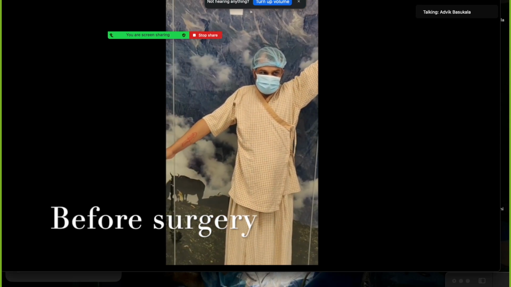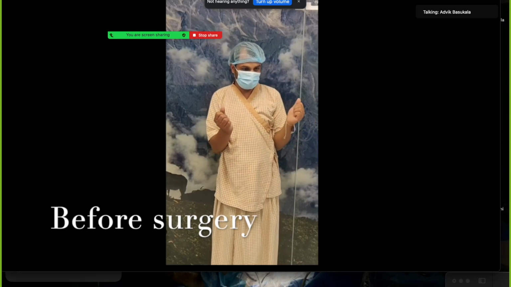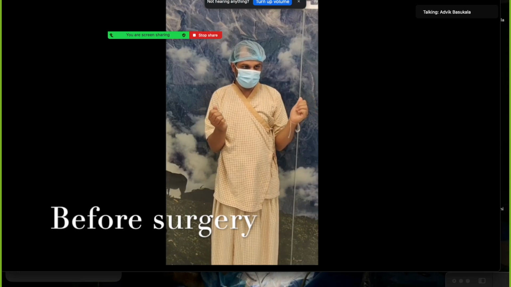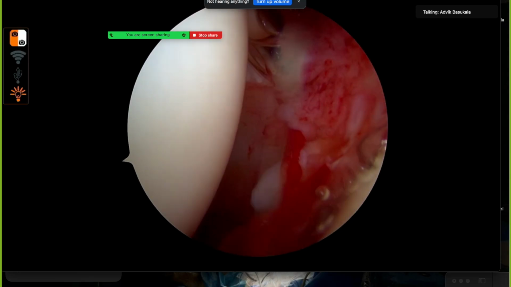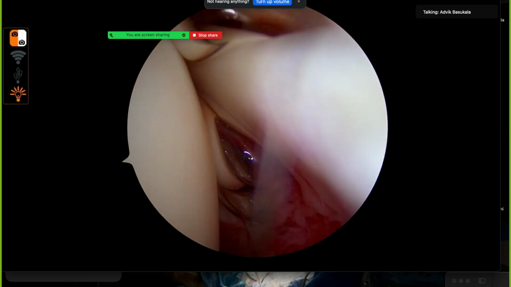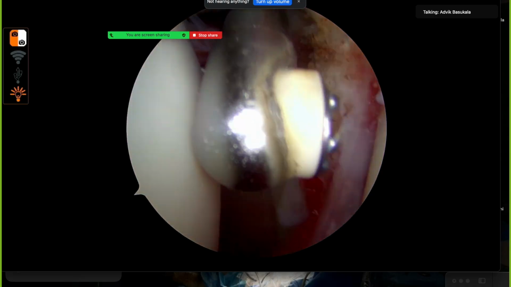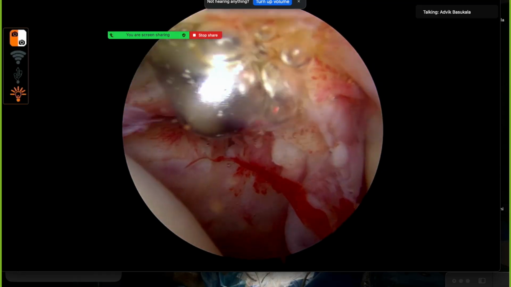He had no abduction, no external rotation. Rotation is not there. Almost see, the other side there is good rotation; this side there is no rotation. So what we did was an arthroscopic release. Even entering the joint is very difficult in this frozen shoulder, and once you enter, it is all red because it is all inflamed.